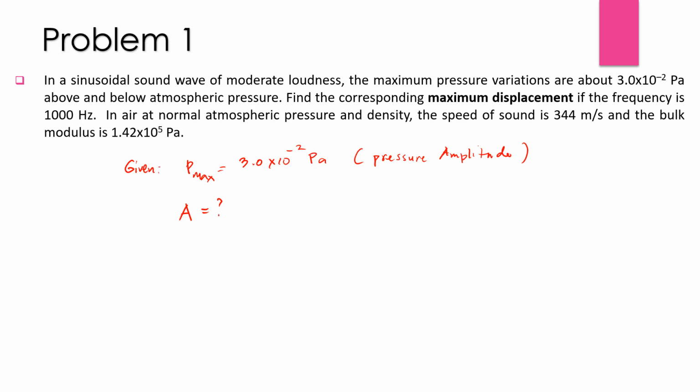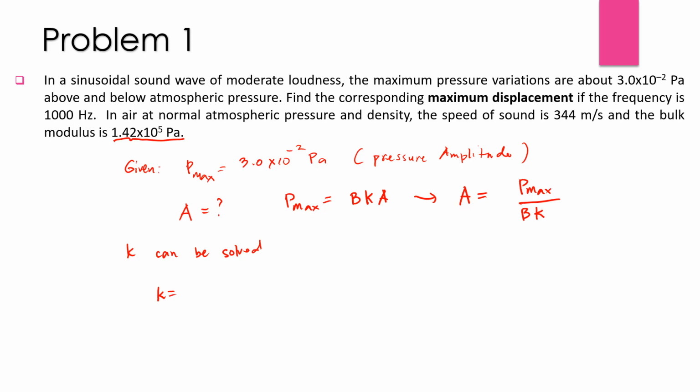So what is A? We know that the relationship between Pmax and A is given by this: Pmax is equal to the bulk modulus times the wave number k times the amplitude A. From this, we can solve for the displacement amplitude, which is equal to Pmax over the bulk modulus times the wave number k. We know the bulk modulus, 1.42 times 10 to the 5, but we don't know the wave number k. But we can solve k from this expression.